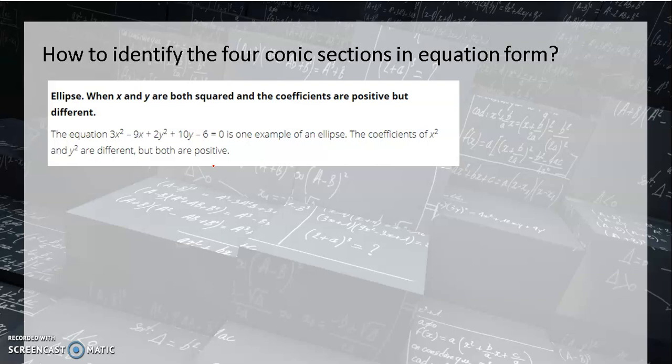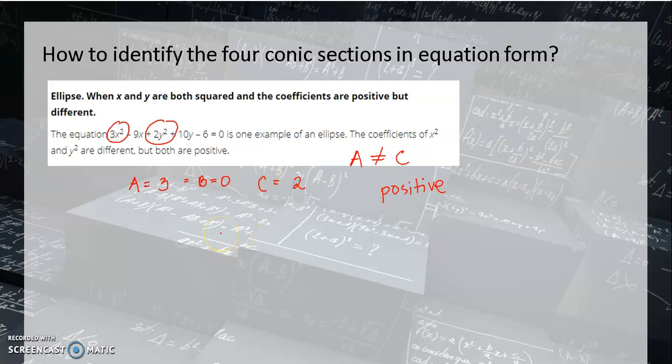Next would be ellipse. For an ellipse, x and y are both squared and the coefficients are positive but different. Meaning in here, a is not equal to c, but the signs should both be positive. So let's try to check. In here, a is 3. That's the numerical coefficient of x squared. B is equal to 0 since we don't have the term xy. And c is equal to 2, because the number beside y squared is 2.